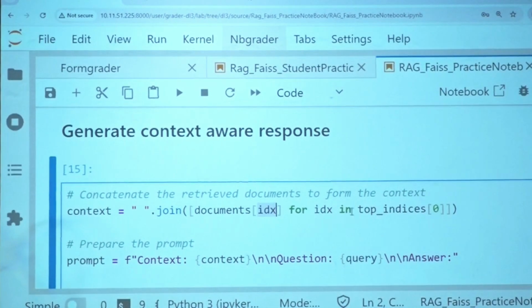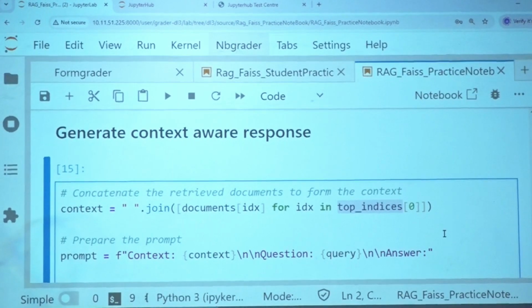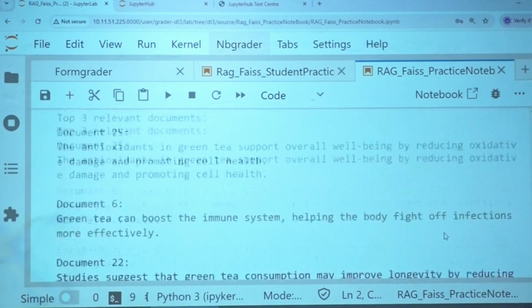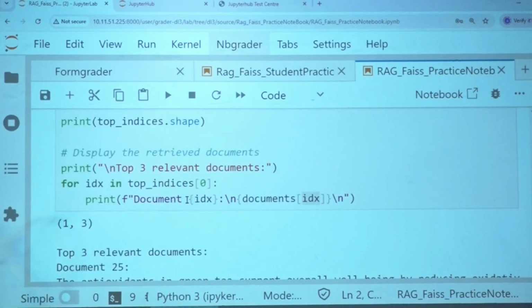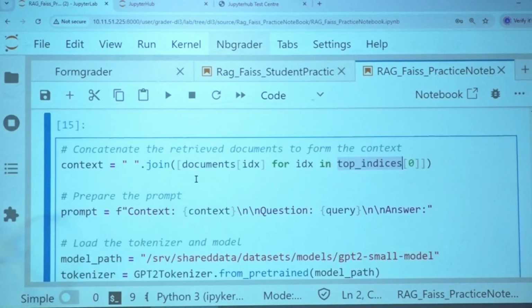So documents[idx] for idx in top_indices[0]. top_indices[0] contains all, it's a list. top_indices[0] is a list for the first batch. We are taking only one batch. It has 3 indices because we said top K is 3. top_indices[0] is the first dimension, batch dimension, which has 3 indices. Okay. So top 3 indices, whatever are the documents associated with that, they are all brought and joined together in one single document. And then we create the prompt.